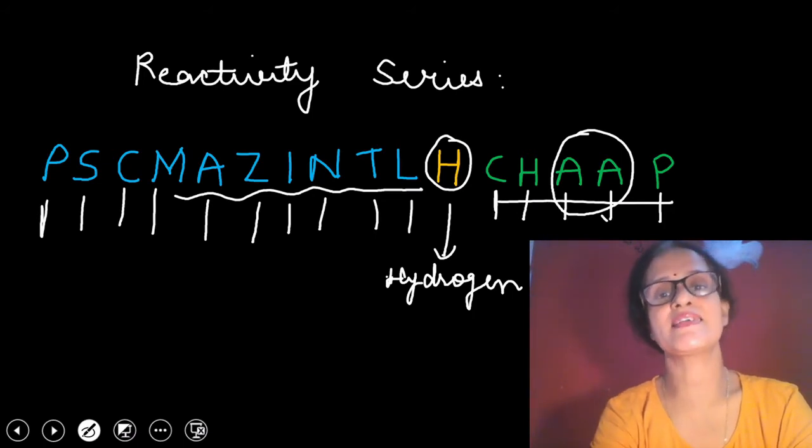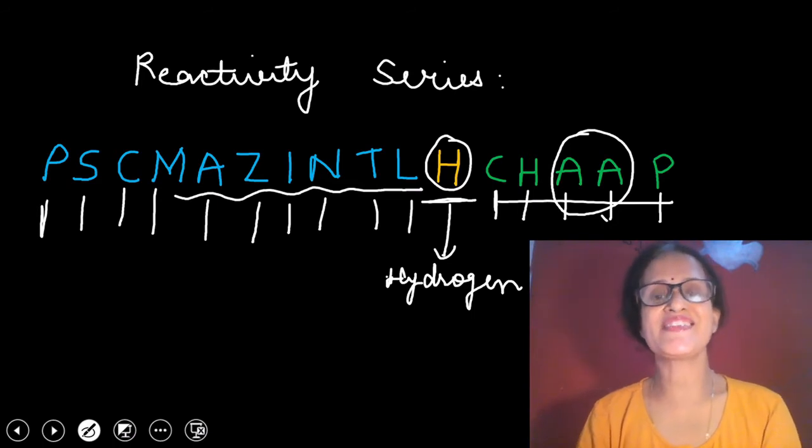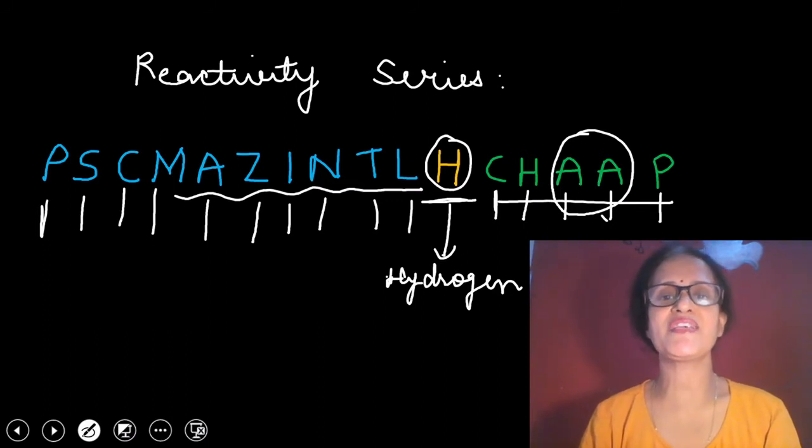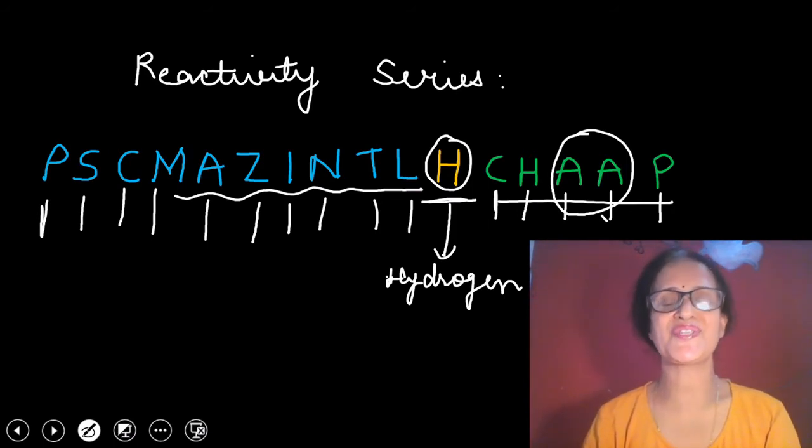You can see here that this is the reactivity series of metals. But in this reactivity series we have placed hydrogen also, which is a non-metal. So you definitely must be thinking why hydrogen, which is a non-metal, has been placed here. I will tell you the reason for this.